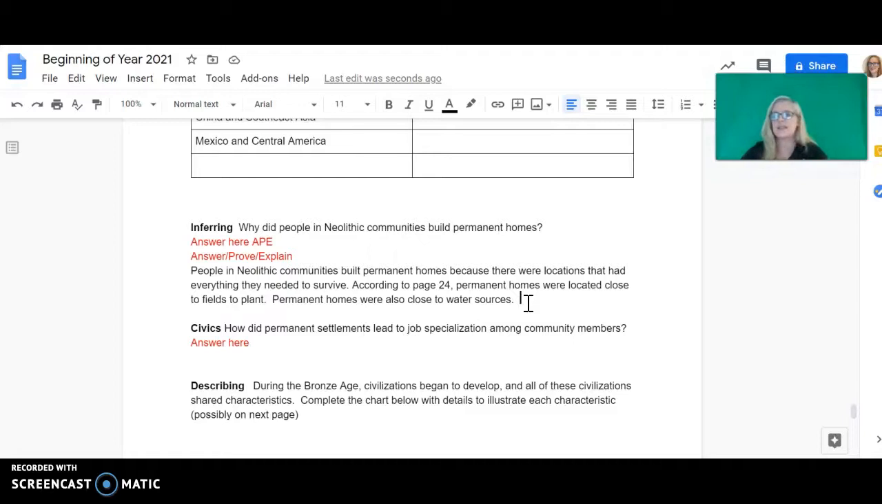Now all I need to do is explain how these are important. So wrap it up on your own with at least one more sentence explaining your evidence, which is permanent homes were located close to fields to plant. Permanent homes were also close to water sources. So all you have to do is explain why is it important for you to live in a house that's close to fields and water if you are living in the Neolithic era. Go ahead and pause this video and do that right now.